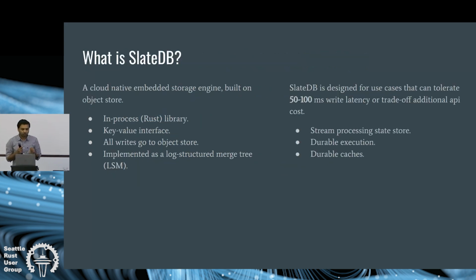With that, let's get to what is SlateDB. It's a Rust library. It's an embedded key value store. If you use RocksDB, it offers a very similar interface. There is get and put, and it has range reads. It's implemented as a log structured merge tree. It is useful for cases where a little bit of latency, like 50 milliseconds to 100 milliseconds, is reasonable. Some practical use cases are stream processing, state store, durable execution, durable caches, and so on.